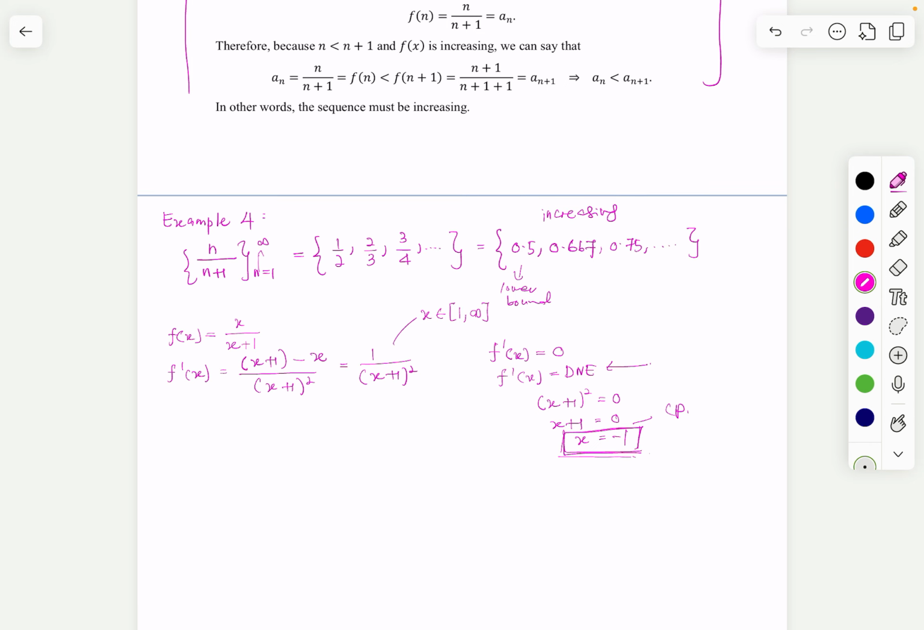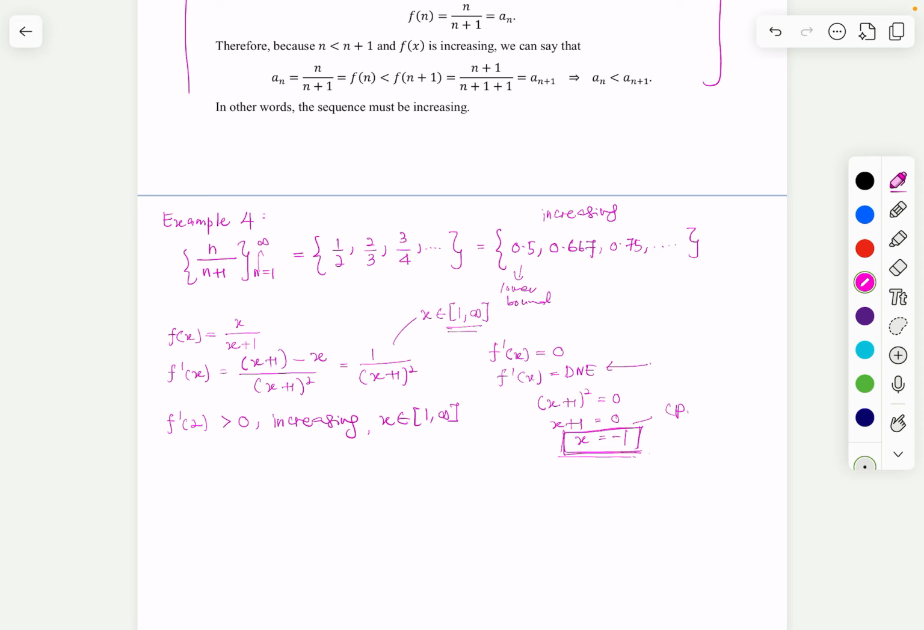We check the first derivative within this interval. So I plug in any value within this interval. Let's say you plug in 2. Okay, so 2 divided by 2 plus 1, you get a positive number. If the first derivative is a positive number, then it means the function is increasing on the interval of x from 1 to infinity.